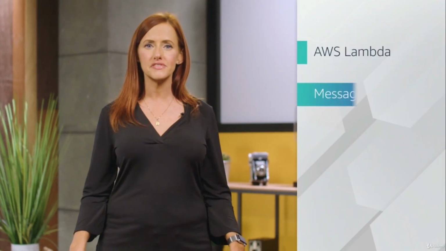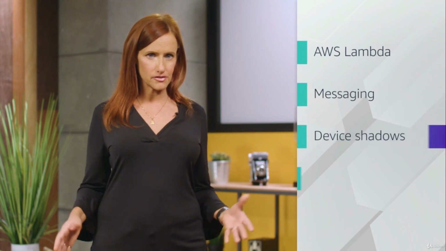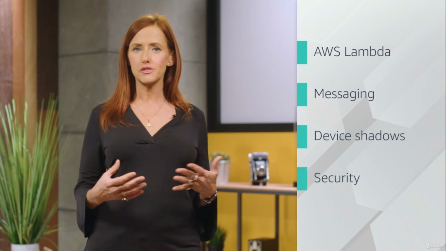AWS Greengrass is a great example of edge computing. Greengrass allows local execution of AWS Lambda, messaging, device shadows, and security. IoT Greengrass Core interacts directly with the cloud and works locally, even with intermittent connectivity. You'll be able to experience edge computing with an upcoming AWS Greengrass exercise.